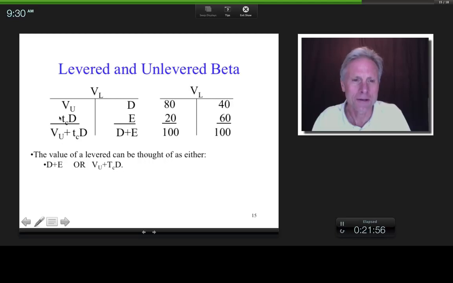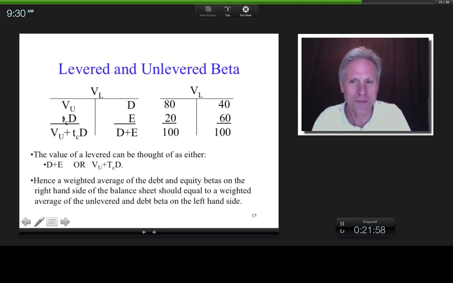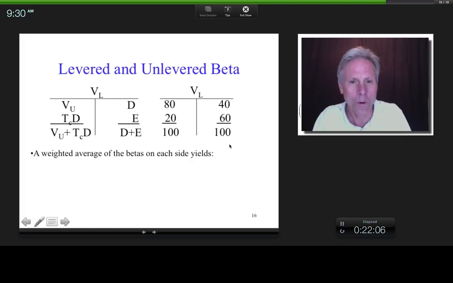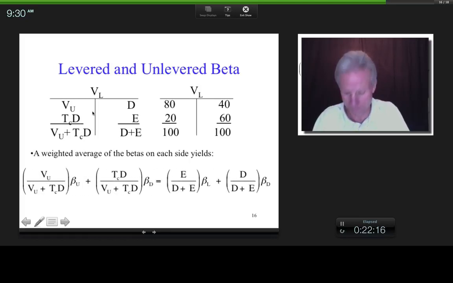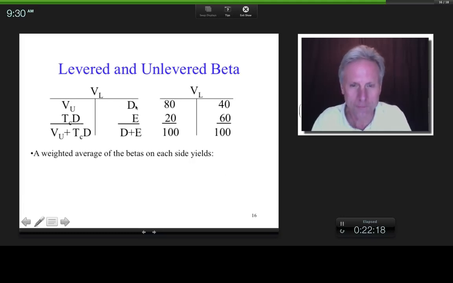It should, right? And so that's basically how we're going to derive this formula. So a weighted average of betas on this side, we're going to set equal to a weighted average of betas on that side. Now, before we get to that big scary formula, let's think about what this is going to look like.